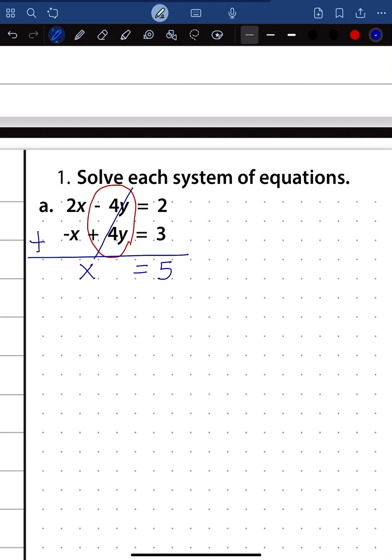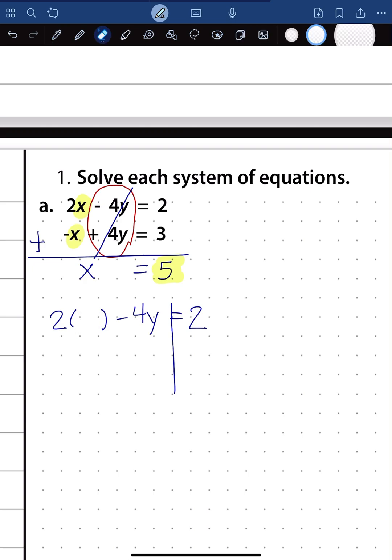Now I need to solve for y. I am going to substitute in this 5 for either this x here or this x here and solve for y. It doesn't matter which one we choose. I'm just going to go with the first one. So I have 2 times whatever x is minus 4y is equal to 2. You're going to notice this is very similar to the substitution method once we find one of the solutions. So my new equation only has the variable y in it, and then I just do the math.